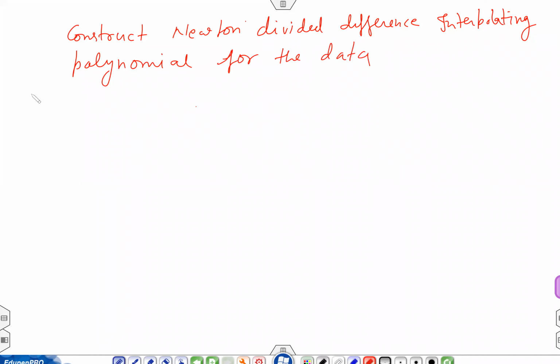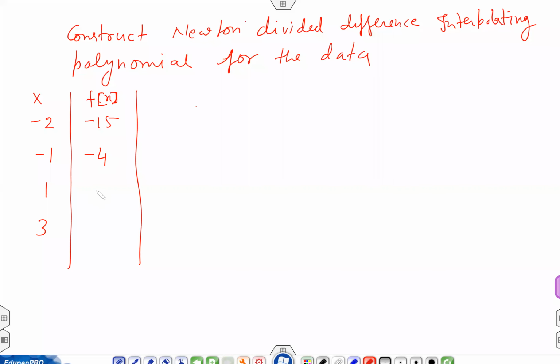Okay, so this is your x and this is your f(x). Whenever we are applying Newton divided difference, write it in square bracket. So the value of x is -2, -1, 1, 3. And the function value is -15, -4, 0, 20. So this is the data given to you.